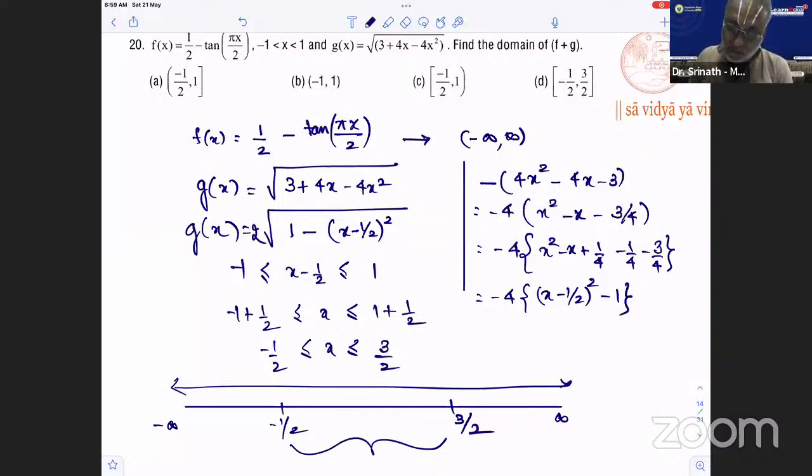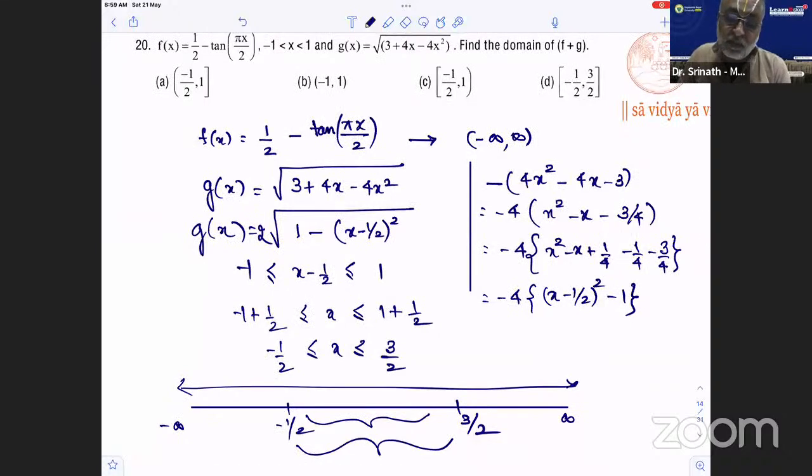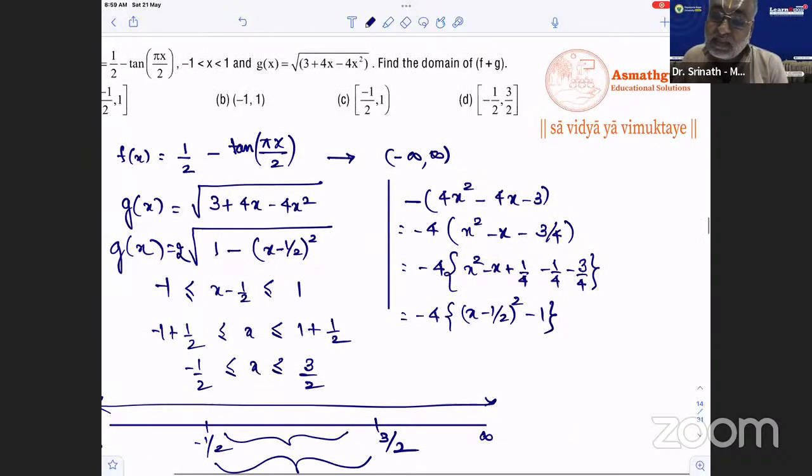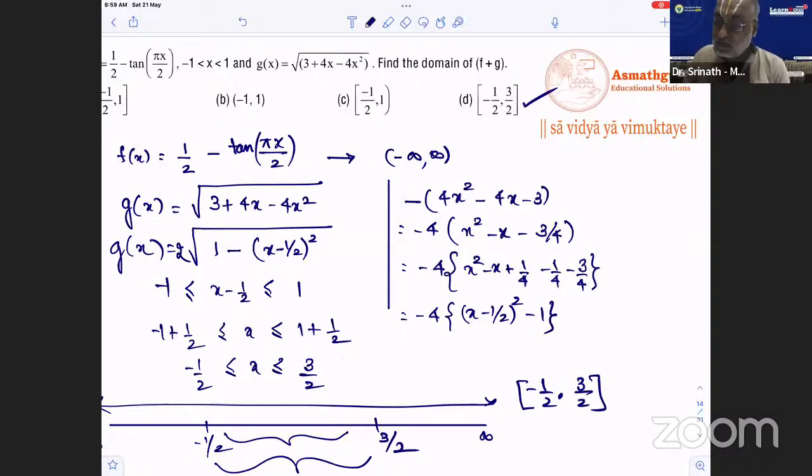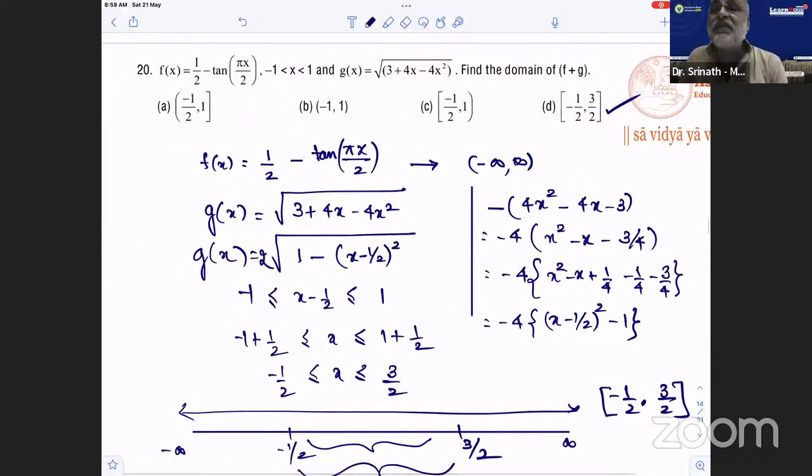So what is the overlap? The overlap is minus half to 3 by 2. So I can say that minus half to 3 by 2 must be the answer. That is the D option. Why did we choose this? Because for f plus g it should be the common domain. What is the domain of f? What is the domain of g of x? Both we find, and what is their intersection? Intersection means only the overlapping region of their domains will be considered.